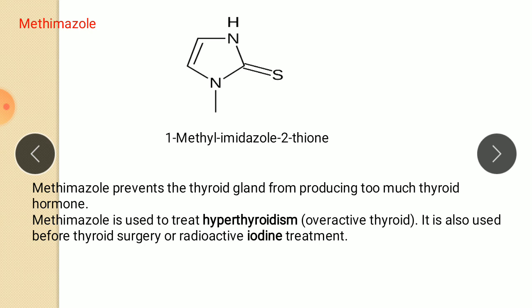Next drug used in hyperthyroidism, methimazole. So it is the structure of methimazole. IUPAC: 1 methyl, imidazole ring is there, 2 thione. So it is a 2 thione. Methimazole prevents the thyroid gland from producing too much thyroid hormone. Methimazole is used to treat hyperthyroidism, that is overactive thyroid. It is also used before thyroid surgery or radioactive iodine treatment. So it is about the drugs which are used in hyperthyroidism as well as hypothyroidism.